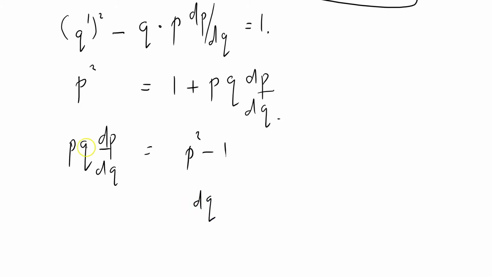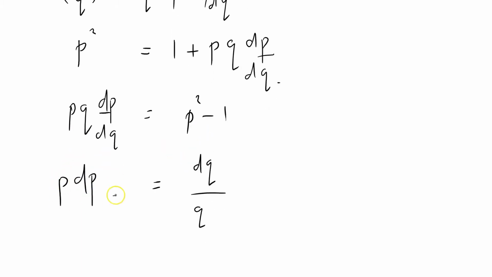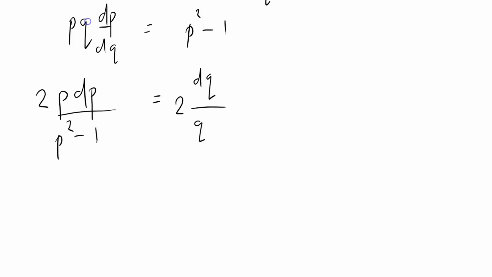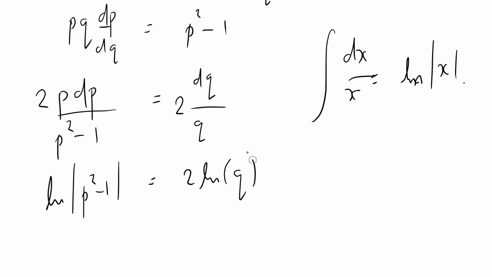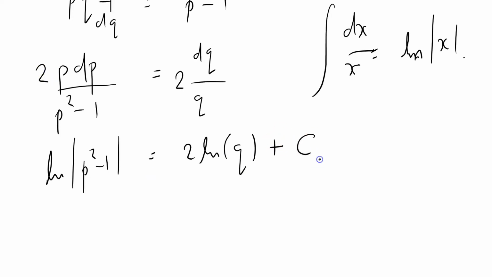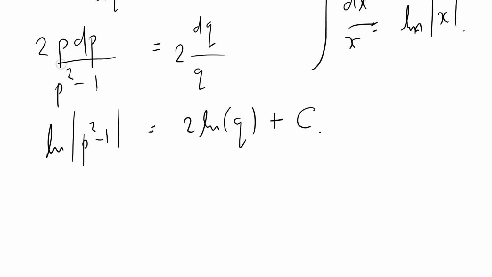So that says that dq over q equals, taking this up to the right hand side, p dp over p squared minus 1, and I'm going to multiply both sides by 2 because I want the top to be the differential of the bottom. Now, bearing in mind that the integral of dx over x equals log mod x, we can just integrate this directly. So that tells us that the log mod p squared minus 1 equals 2 times the log of q. That's nice, isn't it? Plus a constant, and I'm just going to call it c for the moment. So what does that tell us? That tells us that mod p squared minus 1 equals e to the power c times q squared.